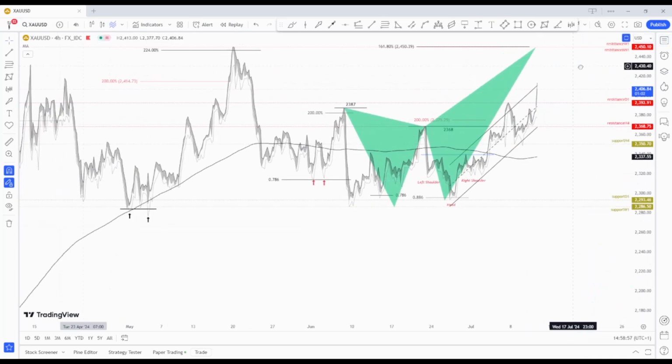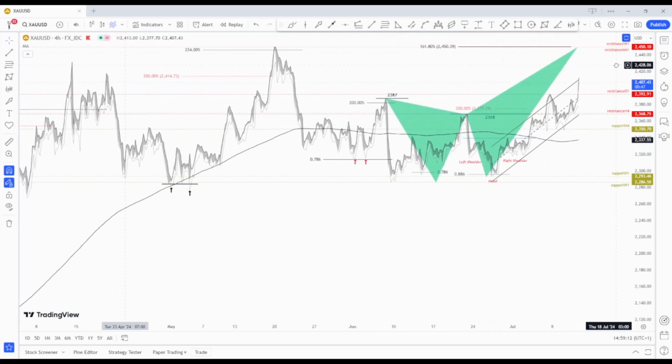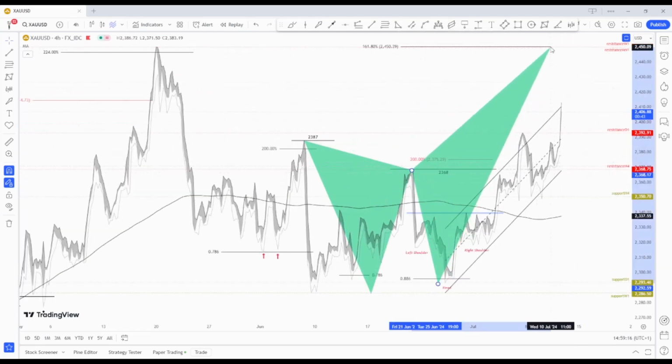Gold is now facing the channel resistance, or what we may consider a regression trend channel. So this is a regression trend ascending channel. As you can see, we are facing the highs of this structure, but we are also targeting the monthly fractal resistance for gold.